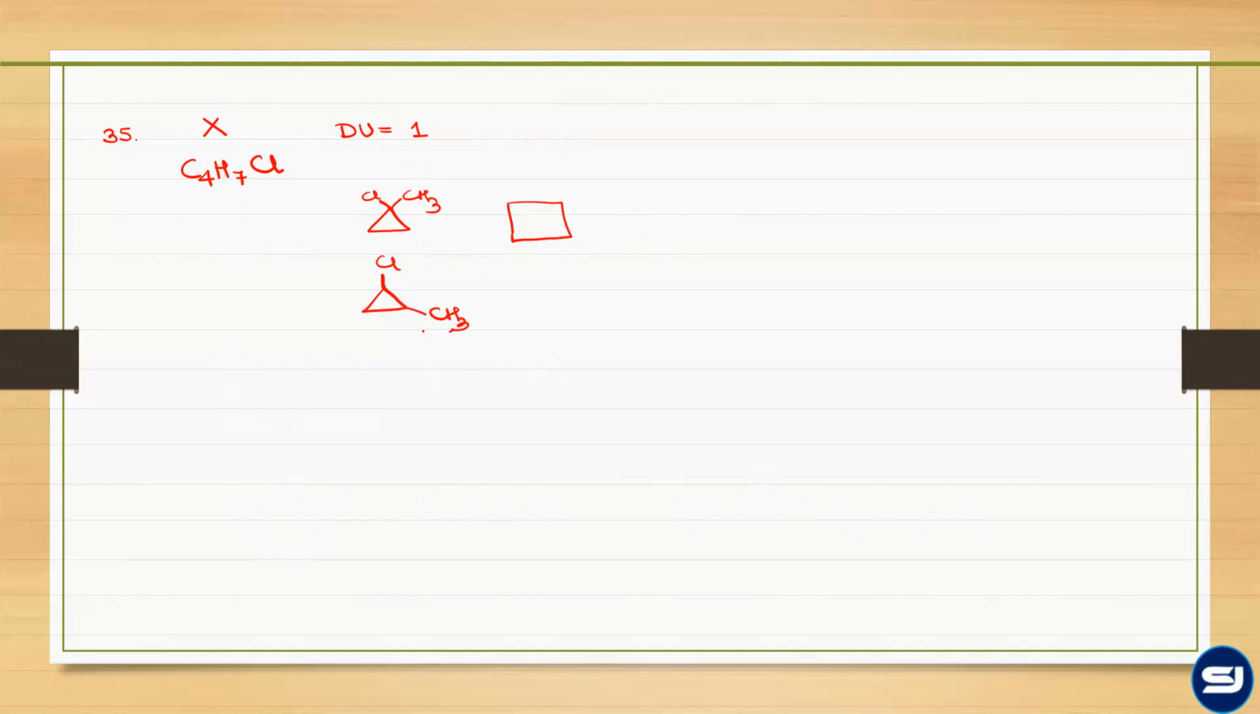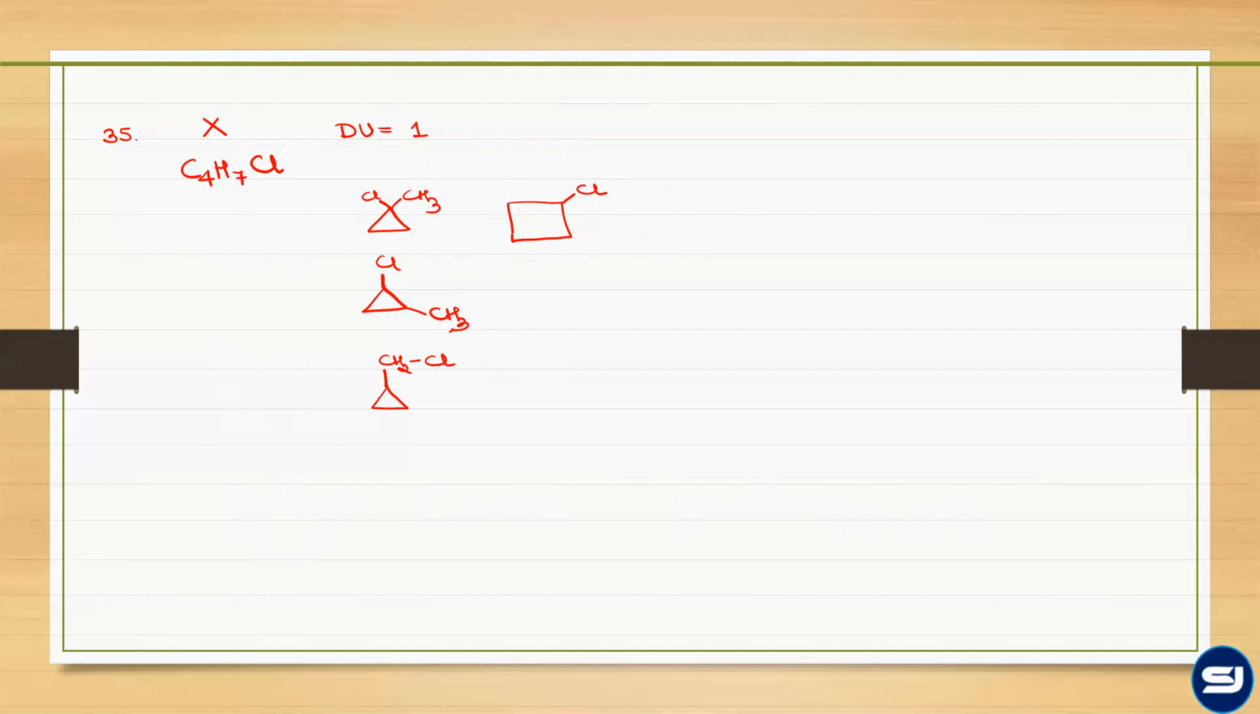Any other possibility? CH2Cl. Yes, I can have a benzyl type of structure. That means one carbon and one chlorine can be together in the form of CH2Cl, on the same carbon or on the adjacent carbon. And then if it is cyclobutane, I will have Cl only on one of the carbons. So these are my structural isomers.